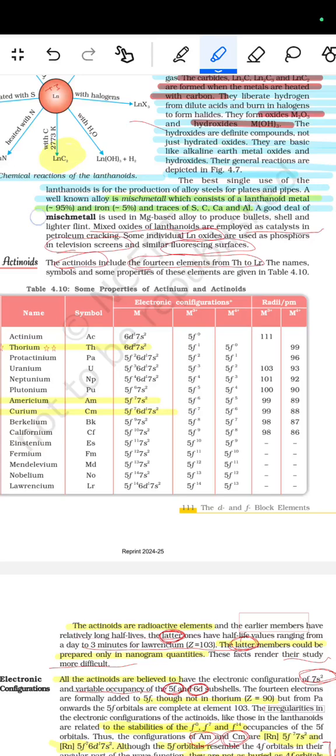A good deal of mischmetal is used in magnesium-based alloy to produce bullet shells and lighter flint. Mixed oxides of the lanthanoids are employed as a catalyst in petroleum cracking. Some individual Ln oxides are used as phosphors in television screens and similar fluorescing surfaces.